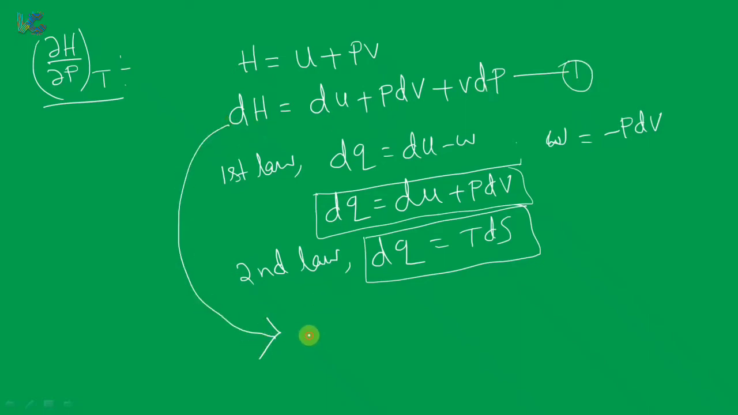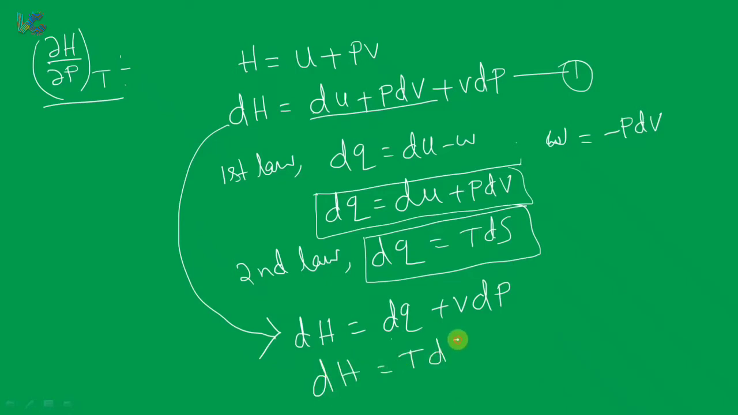So what will we get? dH on the left-hand side is equal to dU plus PdV, which is nothing but dq, plus VdP. And from the second law, dq is equal to TdS. So dH is equal to TdS plus VdP. This is the expression of dH, which we get from the mathematical definition of enthalpy, H is equal to U plus PV.